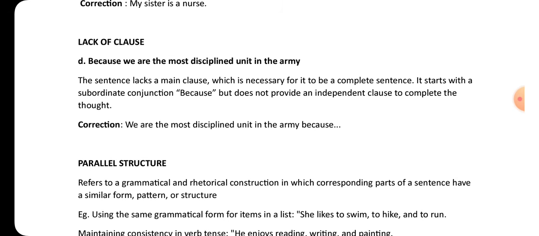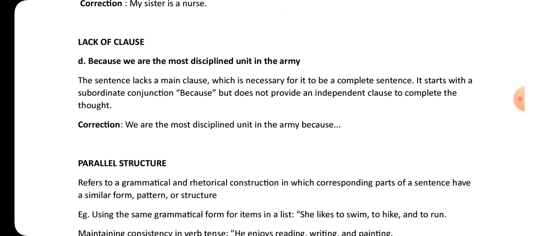Let's look at option D. It says: because we are the most disciplined unit in the army. This one lacks what? A clause. It lacks a clause. So how do we correct this one? The sentence lacks the main clause, which is necessary to be a complete sentence. So it starts with what? A subordinate conjunction, because, right? Because it's a subordinate conjunction, but it does not provide an independent clause to complete the thought.